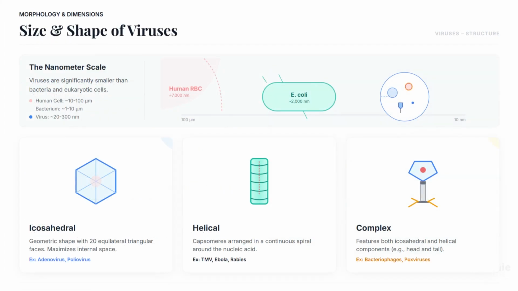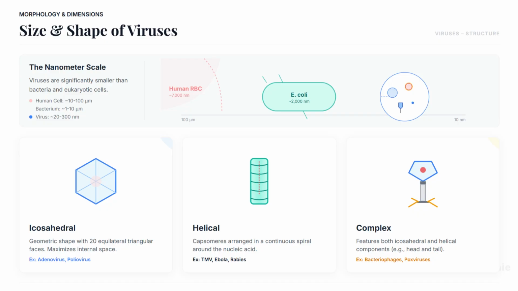Now, let's discuss the morphology and dimensions of viruses, focusing on their size and shape. The text emphasizes that viruses operate on the nanometer scale. They are significantly smaller than bacteria and eukaryotic cells. The table provides a clear comparison. A human cell is about 10 to 100 micrometers. A bacterium is about 1 to 10 micrometers, but a virus is only 20 to 300 nanometers.